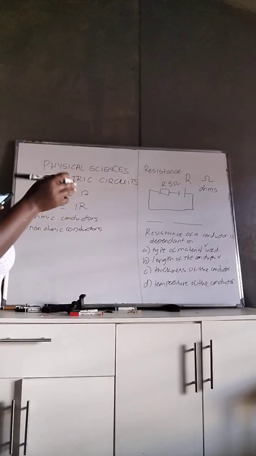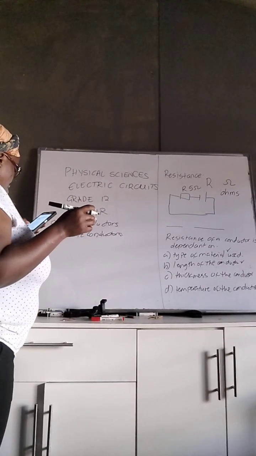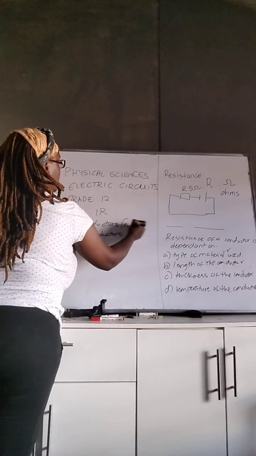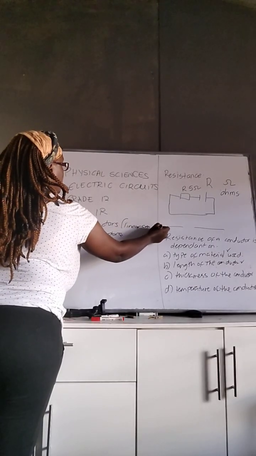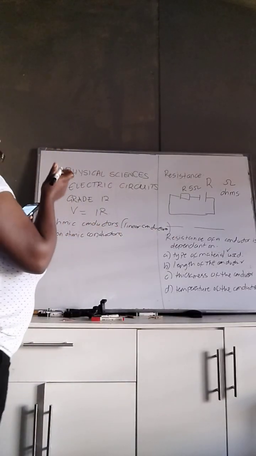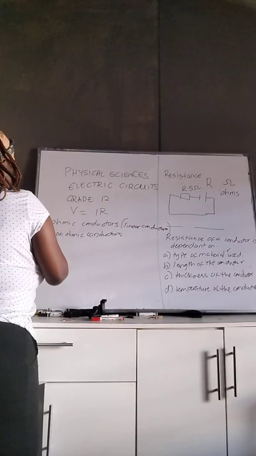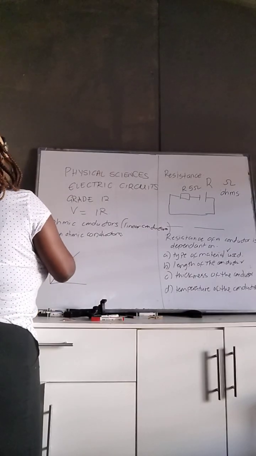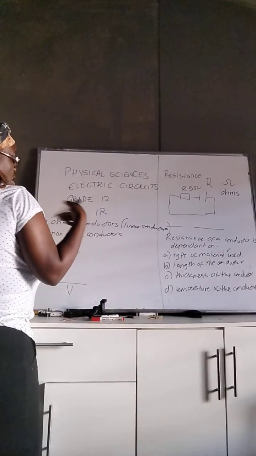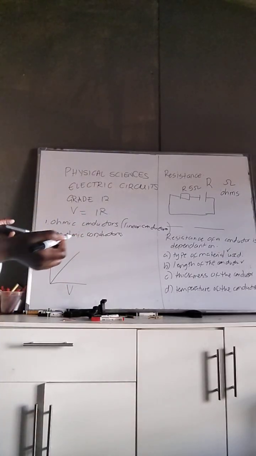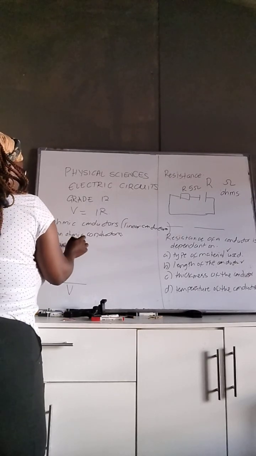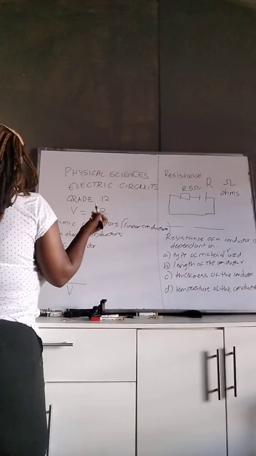The ohmic conductors can also be referred to as linear conductors. Linear conductors look something like this. As the current increases, the potential difference will also increase. So this is an ohmic conductor.